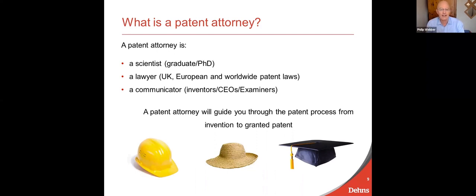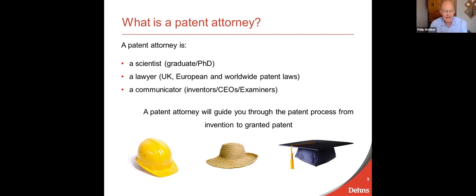Secondly, we have to take exams on the patent systems. First of all, on the UK patent system, and most importantly, the European patent system, because that's where most of our work is done. But we also have to have a good understanding of the patent laws around the world, because if we are getting patents granted for our clients in the United States, Japan, and all the other countries, we have to understand those patent laws as well.